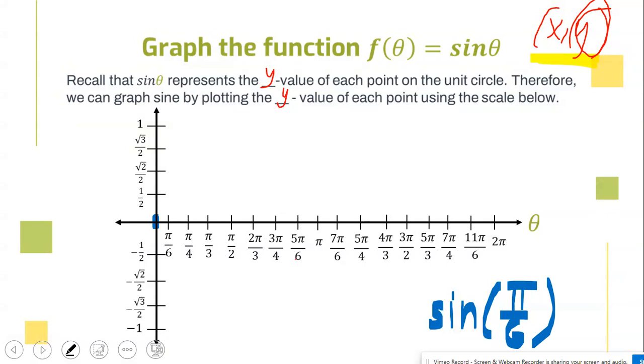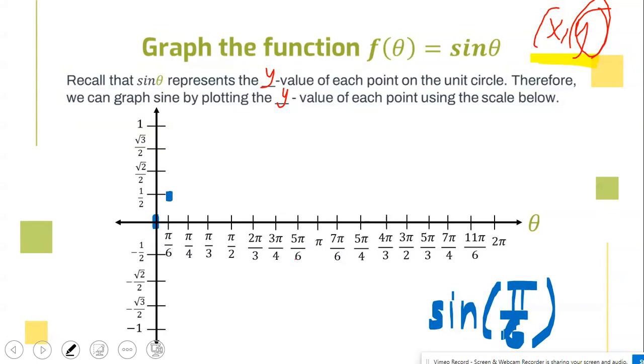That coordinate is root 3 over 2, 1/2. So that means our y value is 1/2. So when x is pi over 6, y is 1/2. We're going to use that. Then we're going to move on to the next x value.